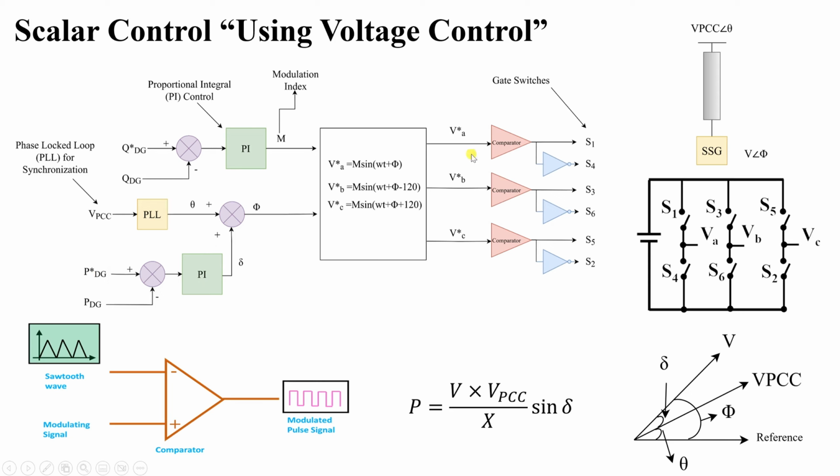Then we will have the three-phase output, which will be used as the comparator signal, called the modulating signal: VA star, VB star, VC star. All of these are modulating signals, which will be compared with a sawtooth or a triangular wave. And then we will have pulses like this. We will understand more in the next lesson.